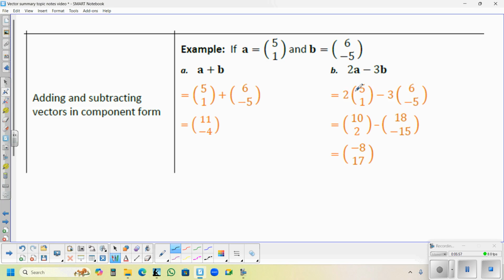So we'll multiply by 2 to give us 10 and 2. We'll multiply this by 3 and leave the negative sign there. So 3 6s are 18, 3 5s are 15, but that was negative as well. So 10 take away 18 is negative 8. 2 take away negative 15 is the same as 2 plus 15, which is 17. So it's straightforward combinations of them. You can multiply a vector by any number, you can add them, and you can subtract them.